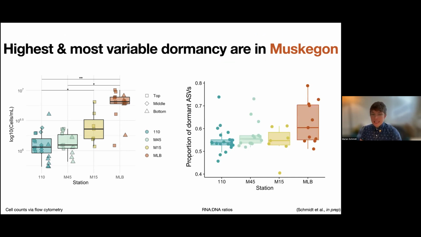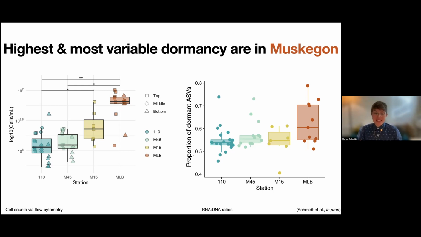We can see that even though there are many more cells on the left plot in Muskegon Lake, which is depicted as MLB in red, there's a huge amount of variability in the amount of dormancy within Muskegon Lake. But as we go out into Lake Michigan, there seems to be a much more stable and less variable amount of dormancy. But all of this dormancy is above 50%. So most of these ASVs or OTUs within these systems are dormant. But I thought this was kind of a cool story.